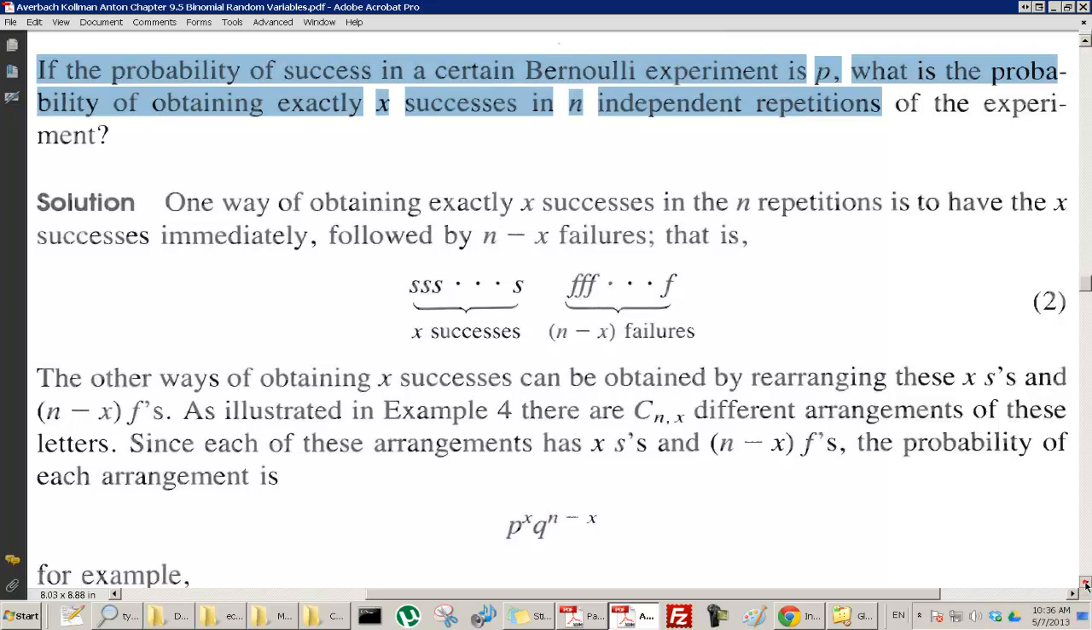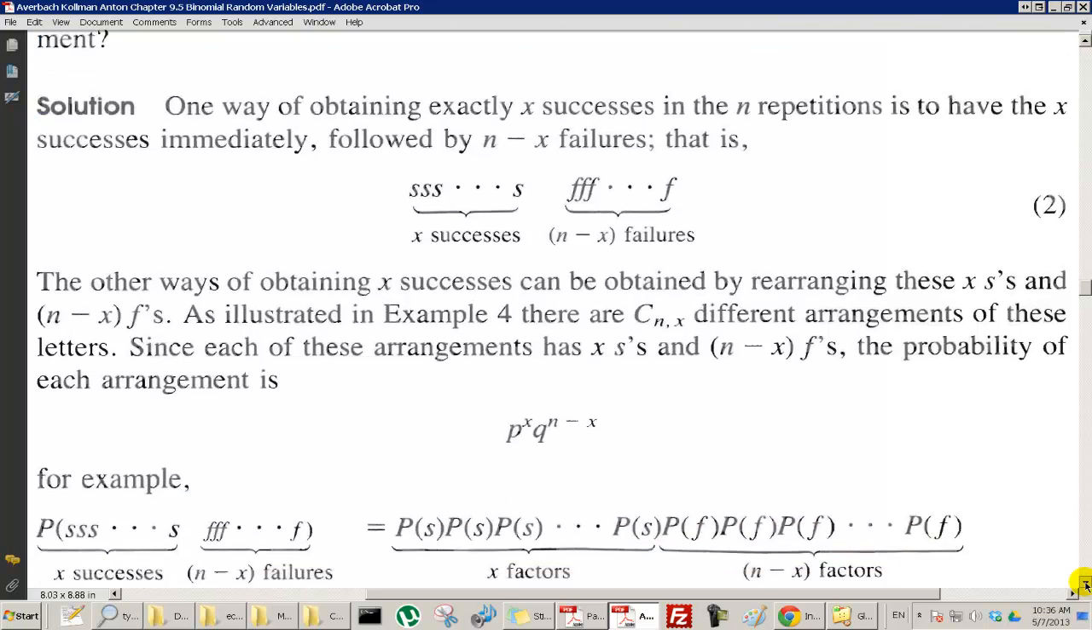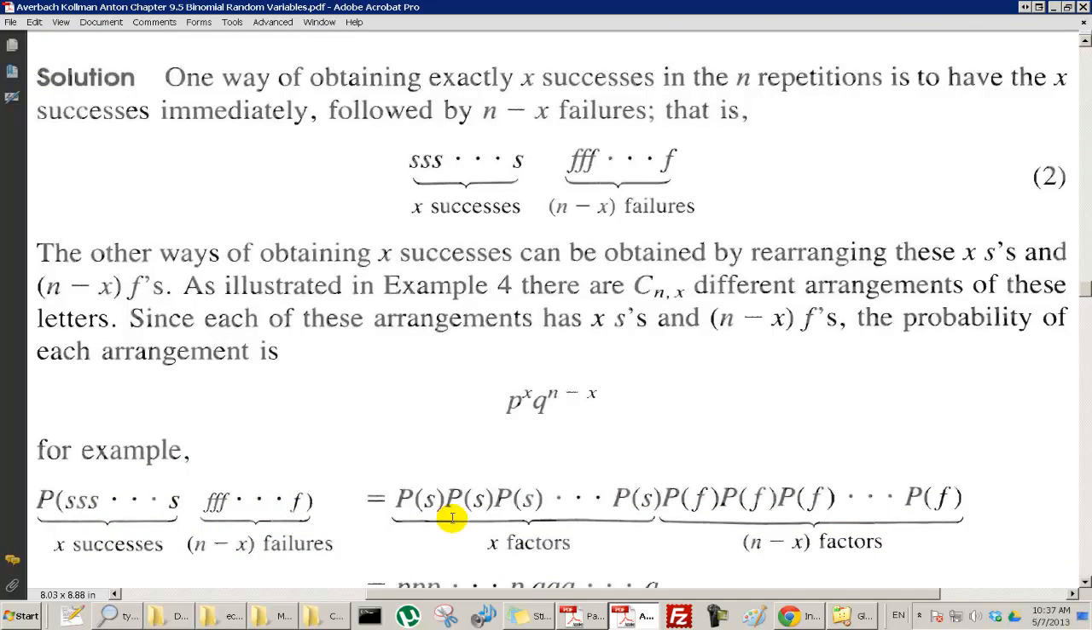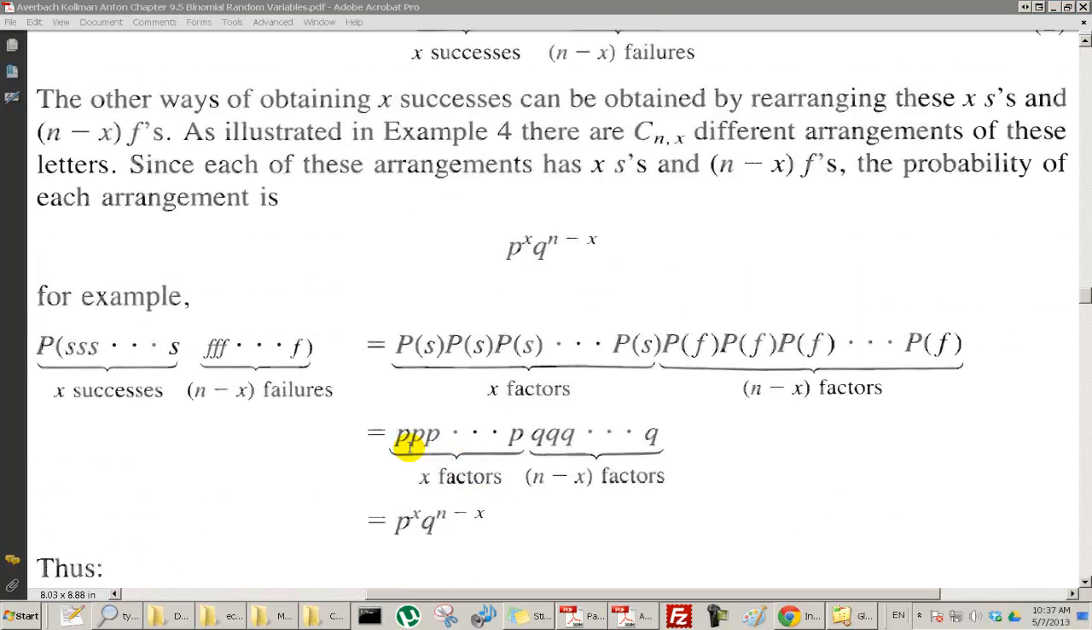For example, the probability of this one is, we have x of these s's, so remember these are each p, and then these are each q. So we're going to have p to the x and q to the n minus x. Like this. We're going to have x of them being p's, and n minus x of them being q's, so we get this.